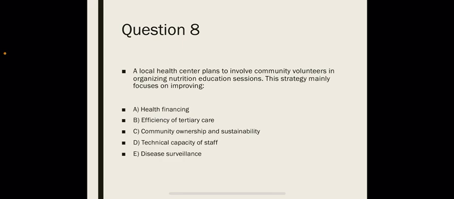Next question is, a local health center plans to involve community volunteers in organizing nutrition education sessions. This strategy mainly focuses on improving option A, health financing. Option B, efficiency of tertiary care. Option C, community ownership and sustainability. Option D, technical capacity of staff. And option E, disease surveillance. The correct answer is option C, community ownership and sustainability.